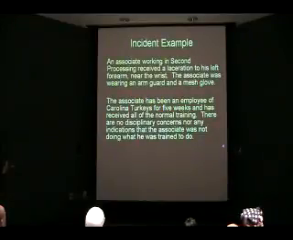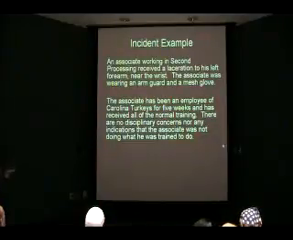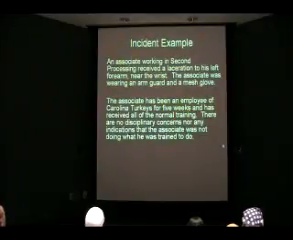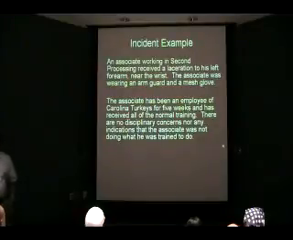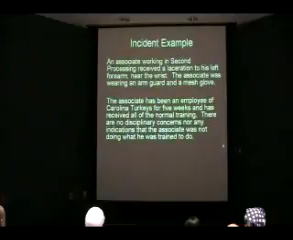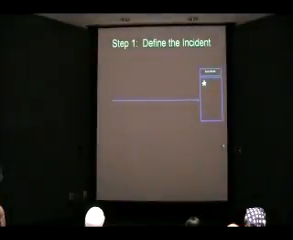Now, the associate was wearing an arm guard, and he has been an employee of Carolina Turkey for 5 weeks, and he has received all of the normal training, and there are no disciplinary concerns, nor is there any indication that he was not doing what he was supposed to do, or as he was trained to do the job. So the first step here then is to define the incident.